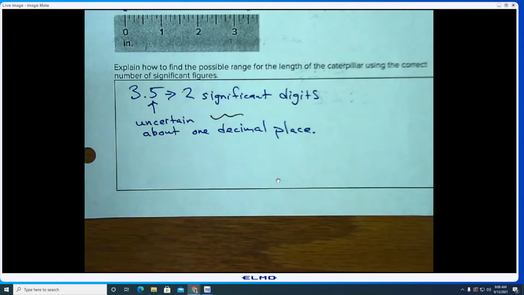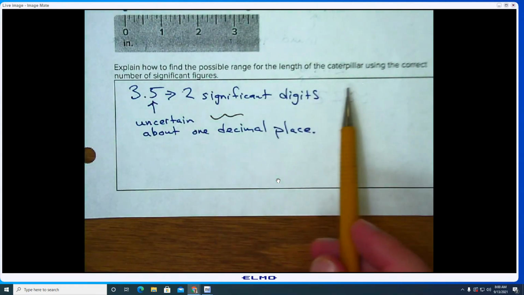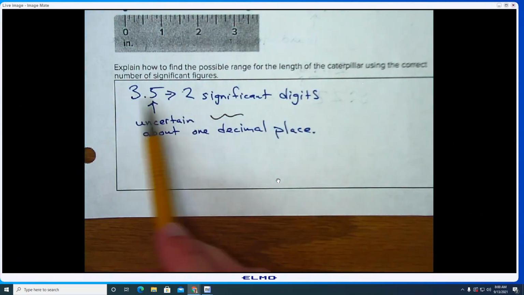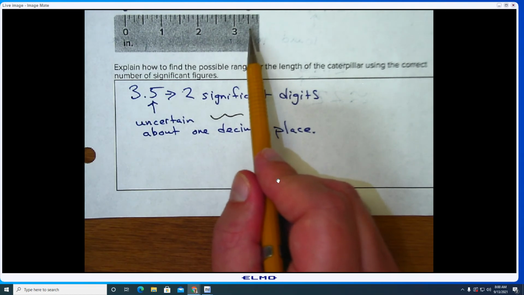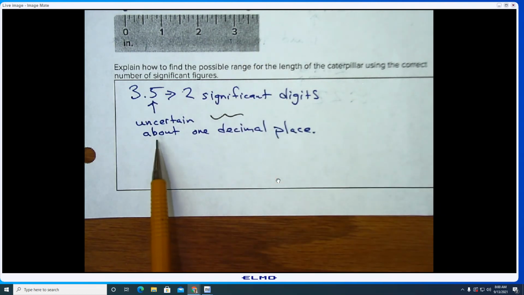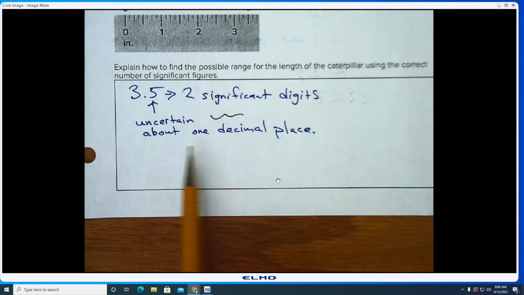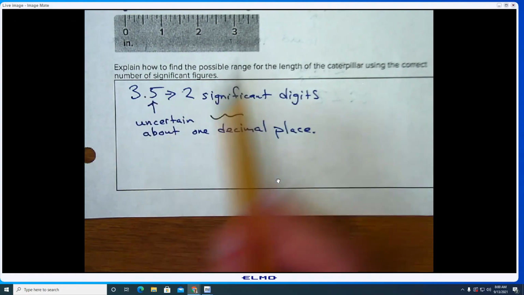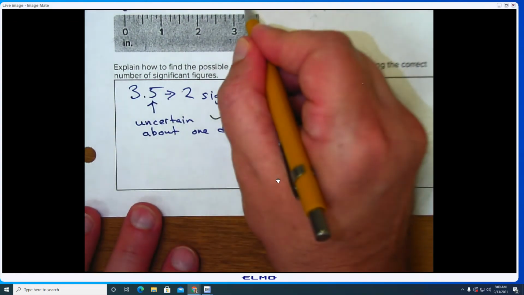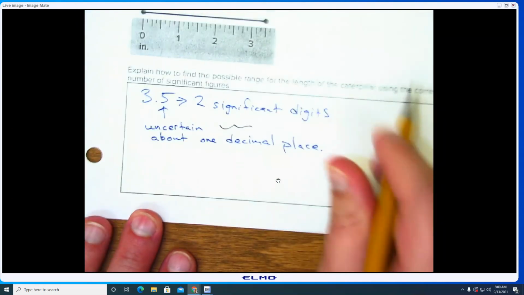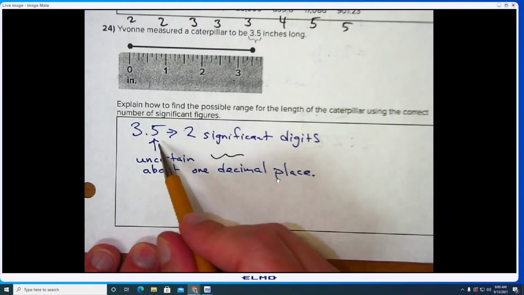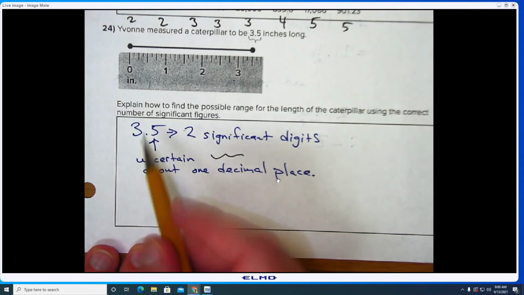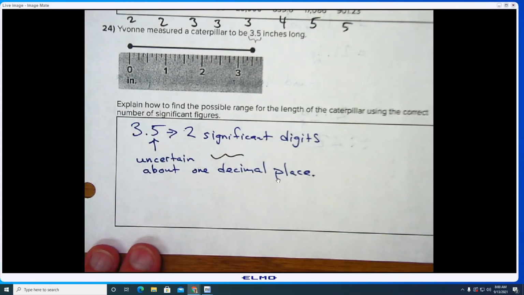So 3.5 with significant figures. There are 2 significant figures here. Since this is the 0.5, it's halfway between. They're calling that the uncertain about 1 decimal place. So that's why they have it right here. It's kind of what they gave you, and then you go off of that. So they gave us the 3.5. It's uncertain to 1 decimal place, and there are 2 significant digits.